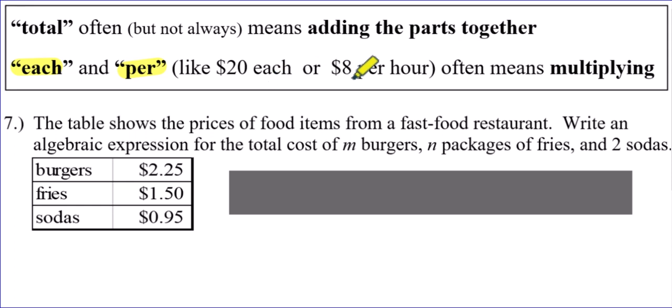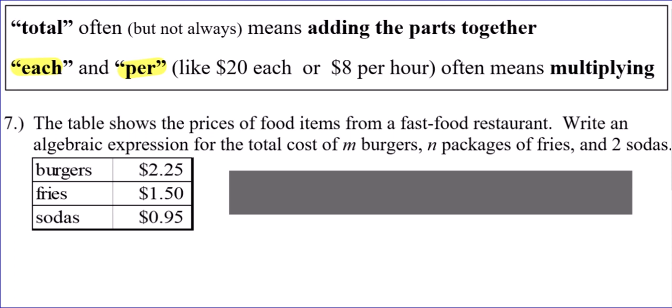Or I work $8 per hour, and I worked for 5 hours, so I would take 8 times 5. So words like each or per often mean that the price or the cost is multiplied to whatever quantity of something that we're talking about, whether it's jeans that we're buying or hours that we're working. That's what we're doing. But aside from that type of situation, the word total would often mean adding parts together. Okay, so with that in mind, let's take a look at number 7.